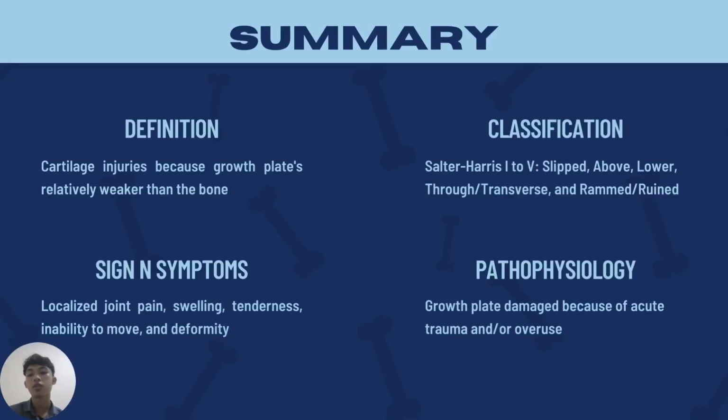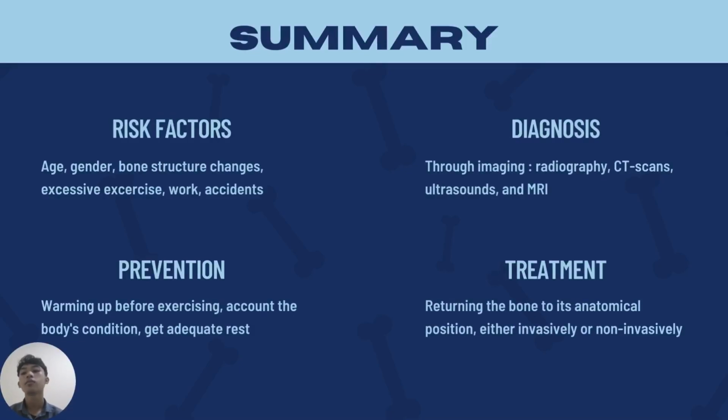By pathophysiology, the injury is caused by acute trauma and is due to apophyseal overuse. There are also some things which can affect the severity of the fractures: age, gender, bone structure changes, excessive exercise, work, accidents, and previous trauma history. The fractures can be diagnosed by imaging using radiography, CT scans, ultrasounds, and MRI. We can also prevent the injury by warming up before exercising, considering the body's condition, and getting adequate rest to avoid overuse.